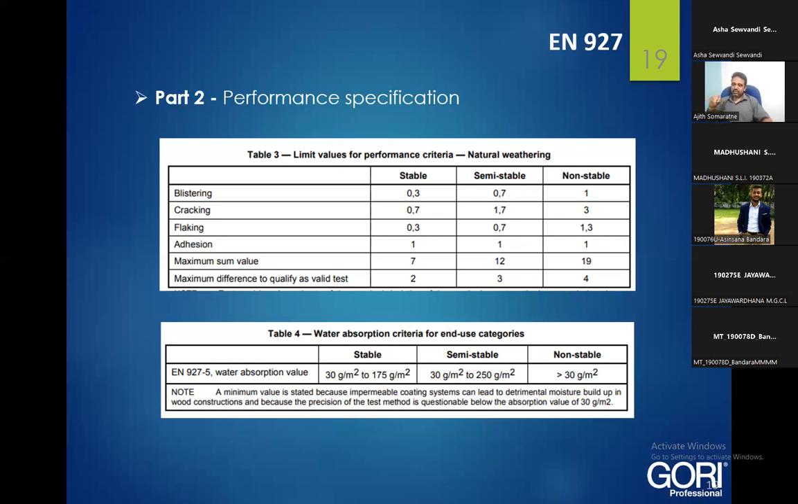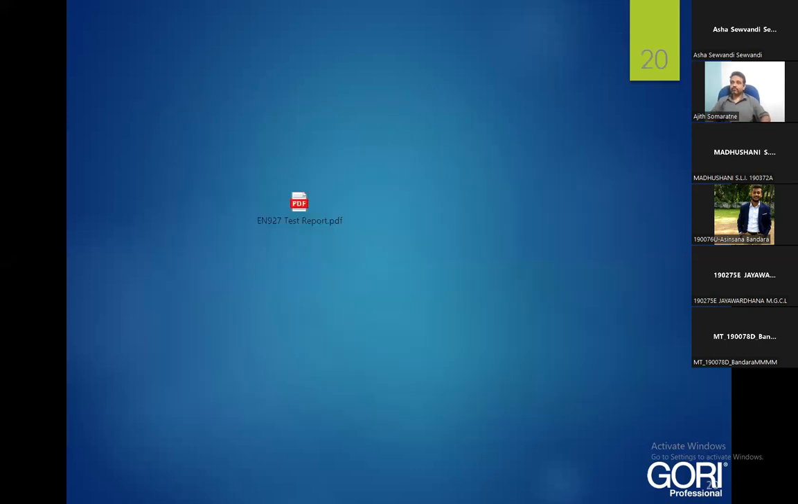The lower limit is mentioned because of the limits of the testing. If it is zero, that's fine. But I think according to the test method, it's not possible to measure below 30 grams per square meter. So that's why they have mentioned the lower limit also, but it should not go beyond the upper limit. So that is how it is specified in EN927 part 2.